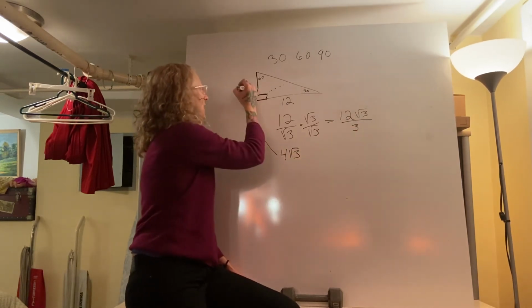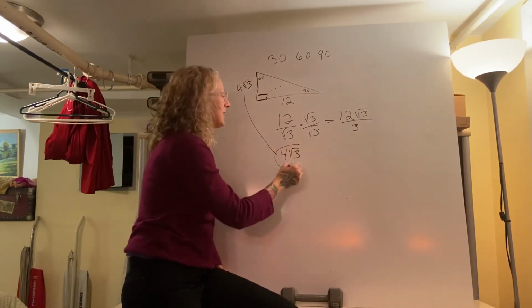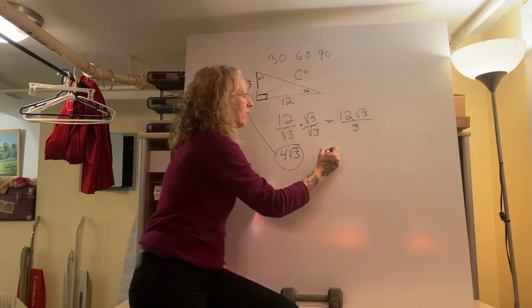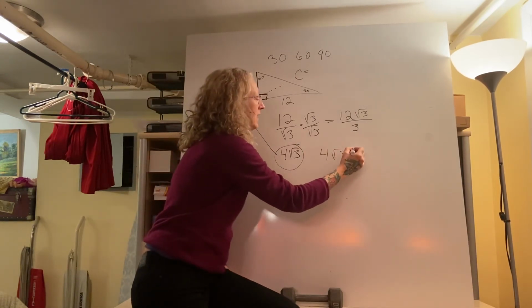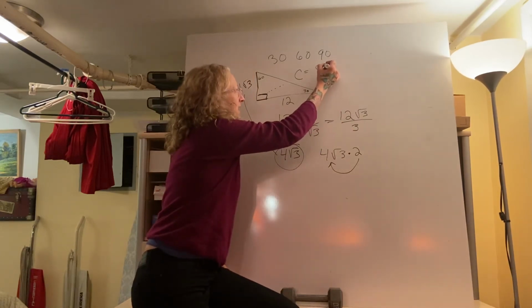So this becomes A, 4 square root of 3. Then C becomes this times 2. So 4 square root of 3 times 2, we multiply these two, and I get 8 square root of 3.